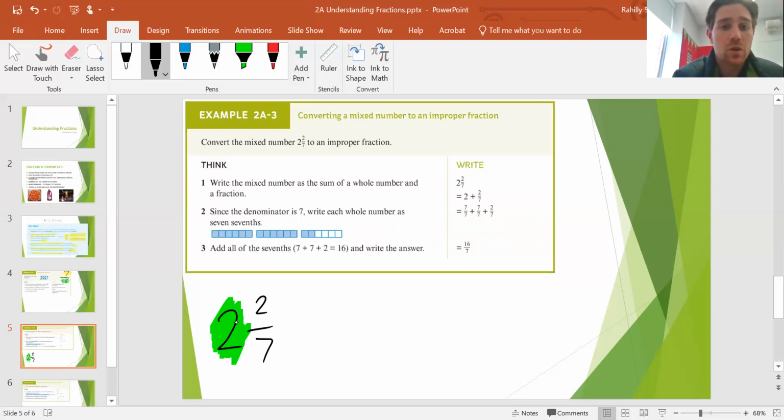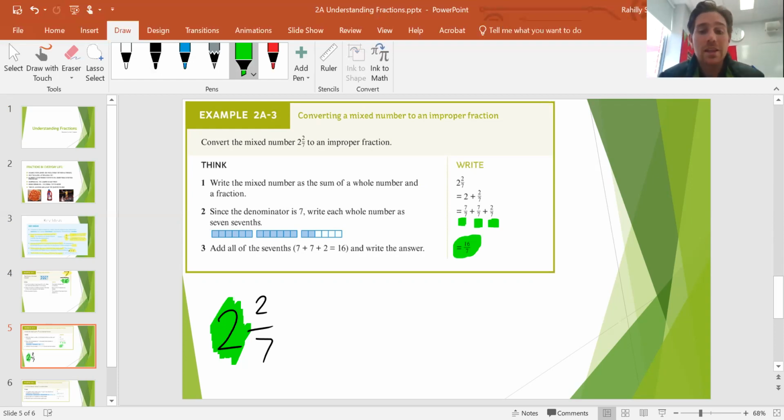We can look at it first of all like they've done in the example, which is here. Write the mixed number as a sum of a whole number and a fraction. So you've got 2 plus 2 sevenths. So you've got 1 whole group of 7 there, 1 whole group of 7 there, and then 2 left over. Do it that way. All you need to do is add them up. So 7 plus 7 is 14, plus 2 gets you to 16 over 7. Okay, so you can do it that way, where you add them all up, and that becomes your improper fraction.